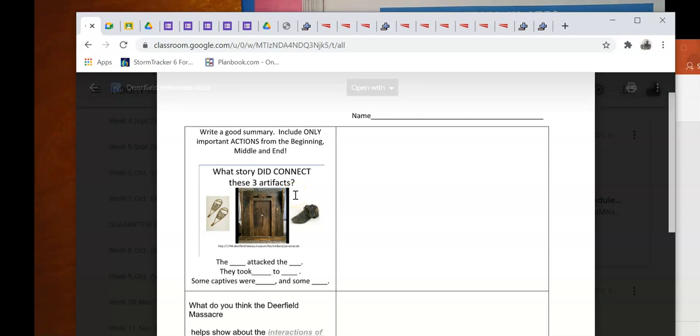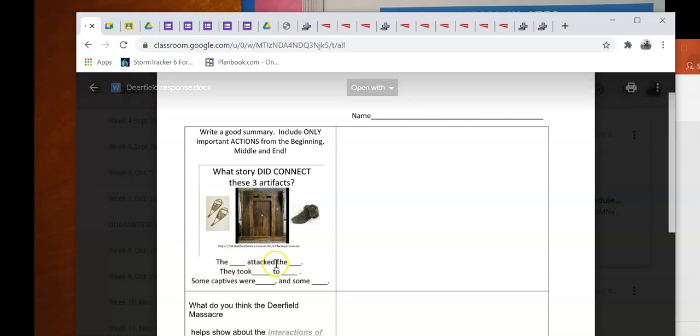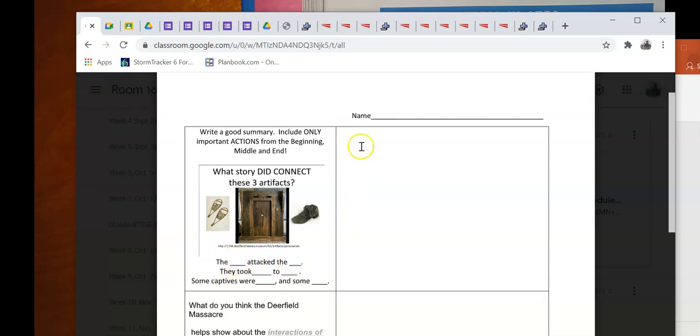So this is what we left off with yesterday. What story did connect these three artifacts? Today, you are specifically looking to find out who attacked who. So your first sentence in the answer will tell which group attacked which other group. And then you will say they took who to where.